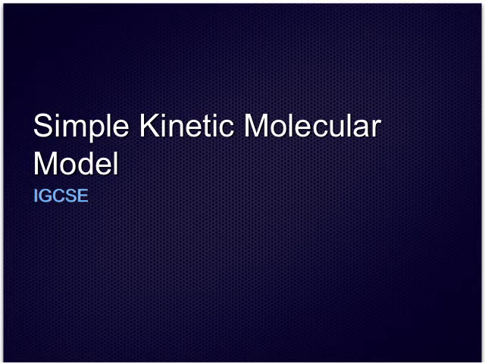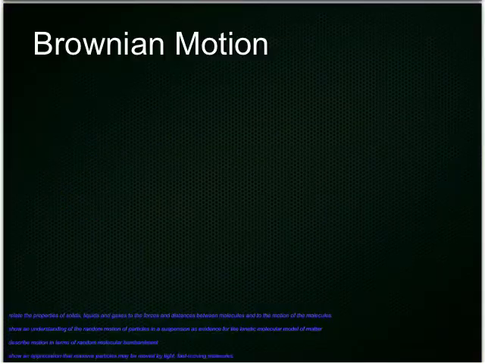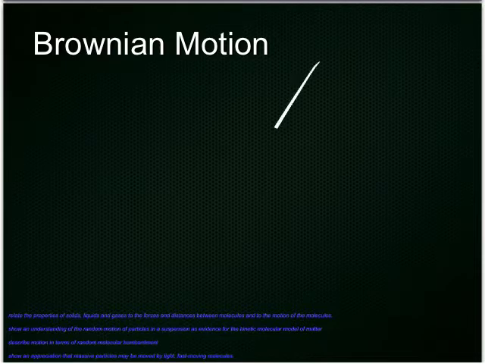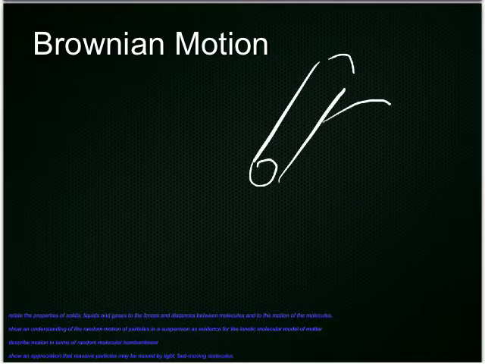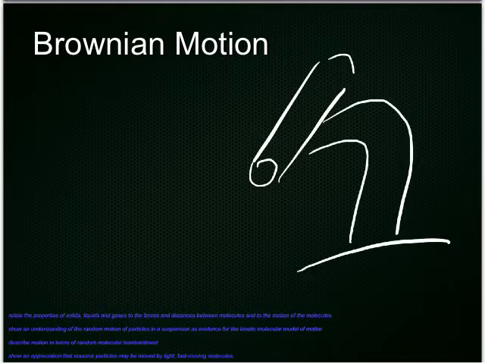Okay, so this is a simple kinetic molecular model. Brownian motion, what is it? Well, if you have an experiment where you have a microscope and under the microscope you have a slide. Okay, you shine bright light through it.